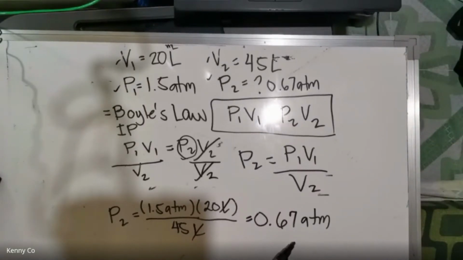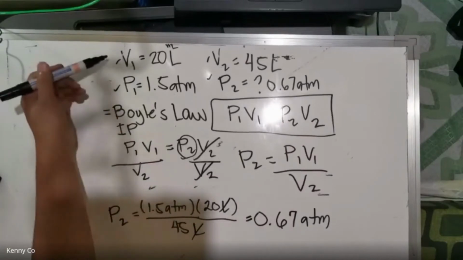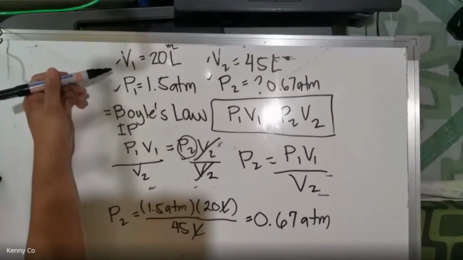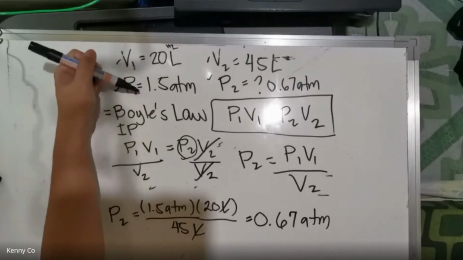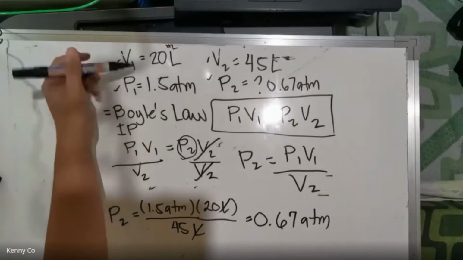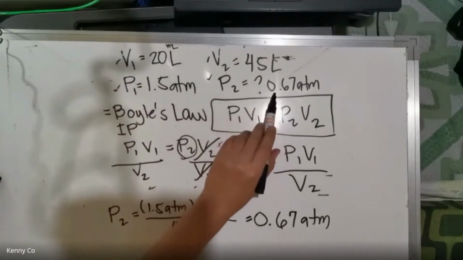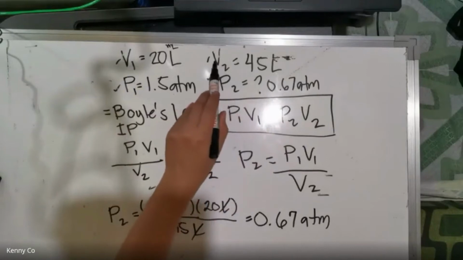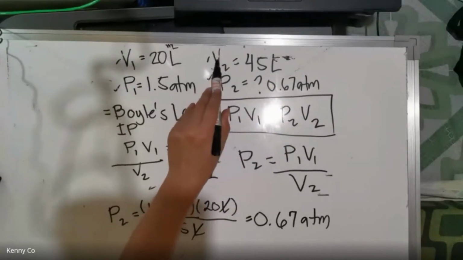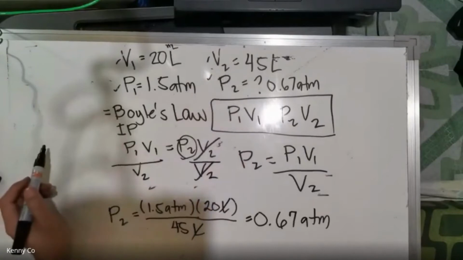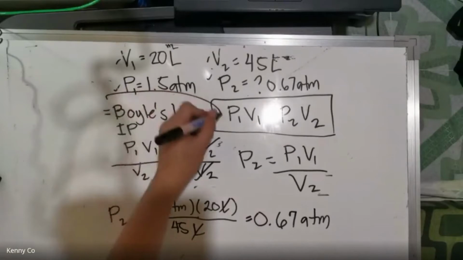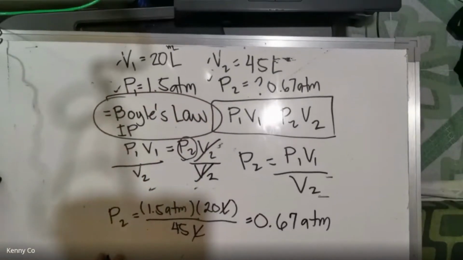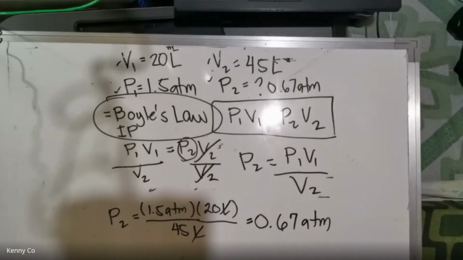Now, we're going to take a look at the given. Nung dati, ang volume niya ay 20 liters at 1.5 atm. Nung ang naging pressure niya ay naging 0.67, ang volume niya from 20 naging 45. So, that means nag-increase. Bumaba yung pressure, tumaas yung volume. So, since bumaba yung isa at yung isa ay tumaas, we can say that the relationship in Boyle's law is inversely proportional. So, inverse ang kanyang relationship.